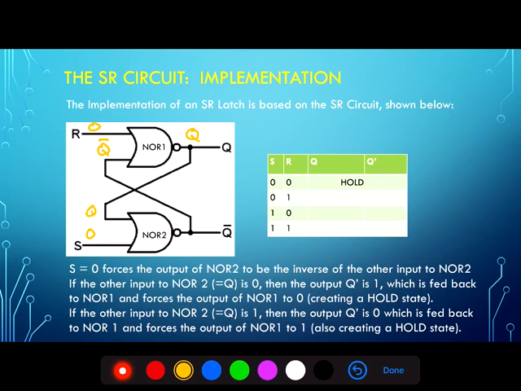And likewise, we can use the same reasoning down here at NOR 2 to discover that the output is simply Q naught at NOR 2. And that means that no matter what Q and Q naught are, they will simply hold their condition when R and S are both 0. And that's the hold condition.